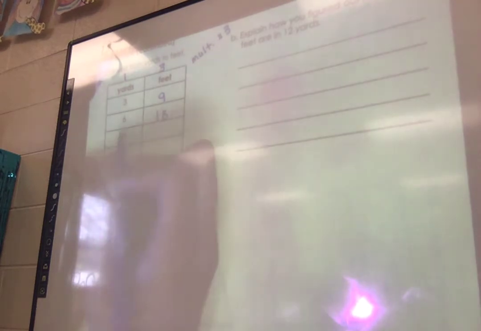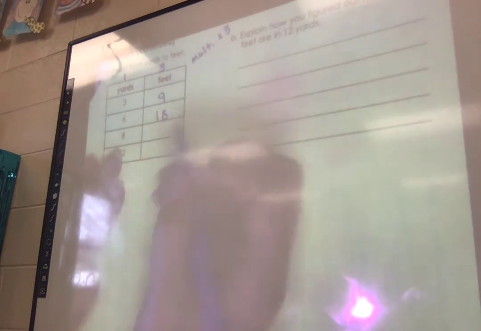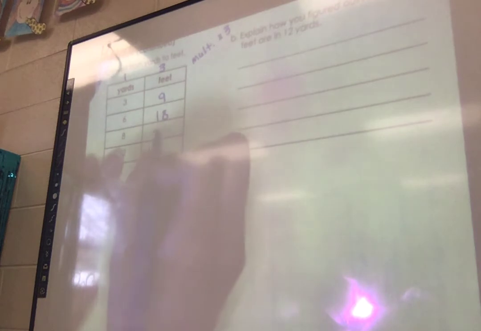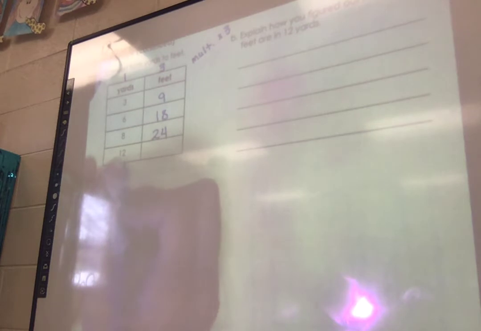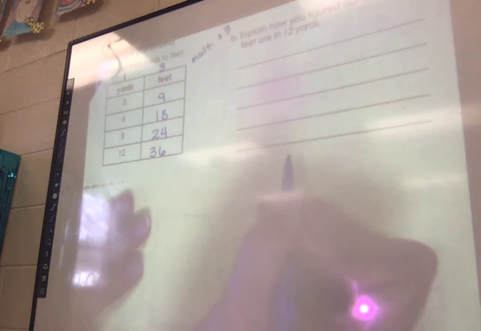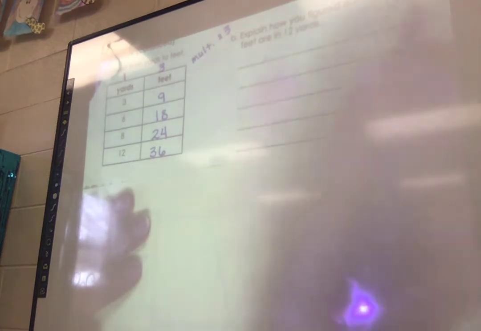Very good. So if you're skip counting or you're multiplying, how many feet are in 8 yards? Miranda? 24. And lastly, how many feet are in 12 yards? Madeline? 36. Very good. So when you are explaining how you figured it out, remember, you're explaining it to me like I'm a little baby and I don't know how to do it on my own.